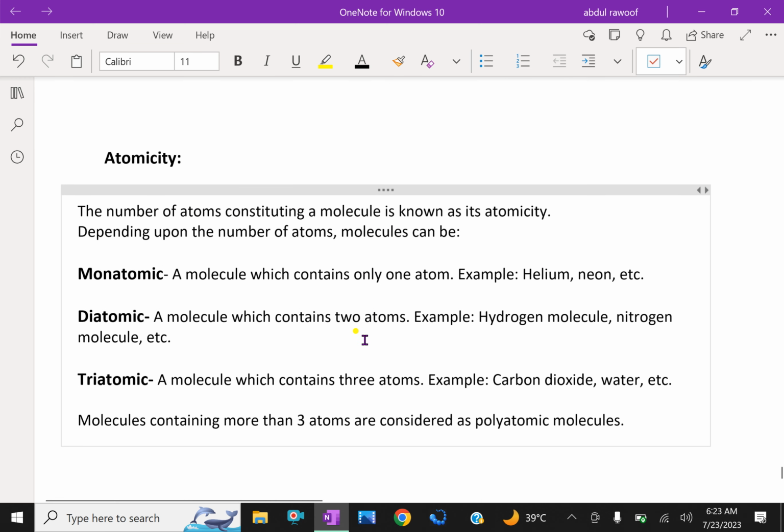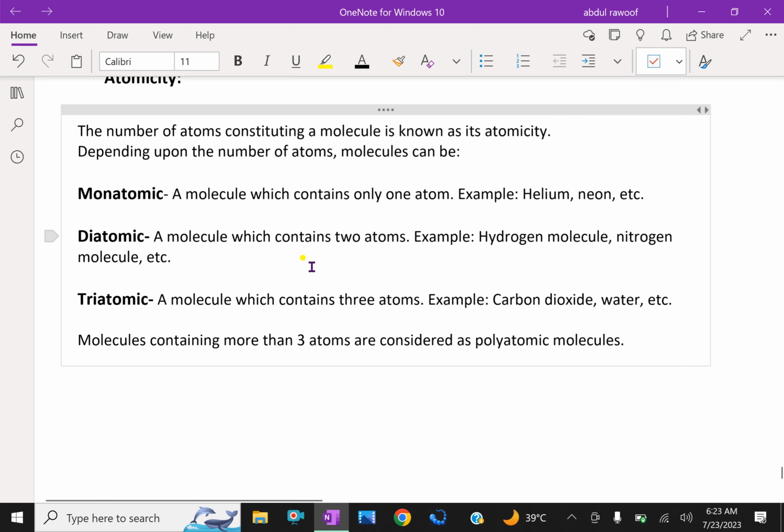Now we'll discuss atomicity. The number of atoms constituting a molecule is known as its atomicity. Depending upon the number of atoms, molecules can be monoatomic, a molecule which contains only one atom, for example helium, neon. Diatomic is a molecule which contains two atoms, for example hydrogen molecules, nitrogen molecules. Triatomic, a molecule which contains three atoms, for example carbon dioxide, water, etc. Carbon dioxide is CO2, three atoms together; water is H2O. Molecules containing more than 3 atoms are considered polyatomic molecules.